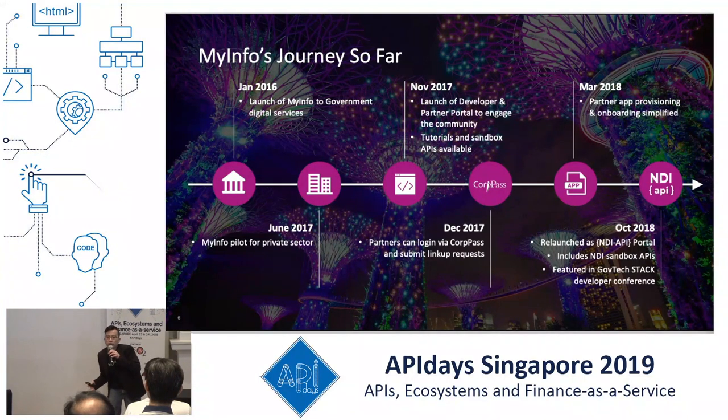In the developer portal, we wanted to build a community of developers that would be able to integrate with MyInfo APIs with a simple REST OAuth approach. And it was so successful in December when we rolled out the ability for partners to log in with CorpPass and submit a request saying, I want my app to be integrated with MyInfo, to use MyInfo data. Immediately on the next day, we had our first request submitted already. So it was that overwhelmingly successful, but it's a good problem.